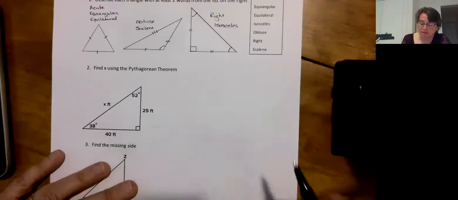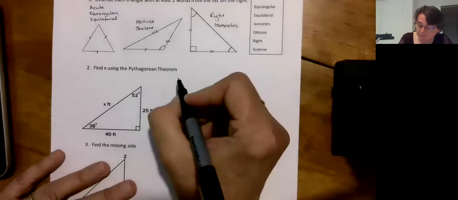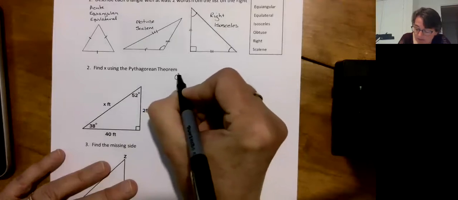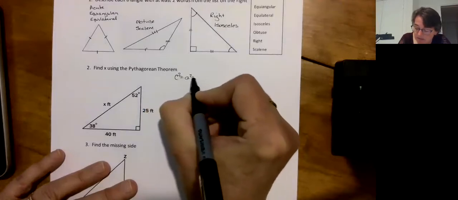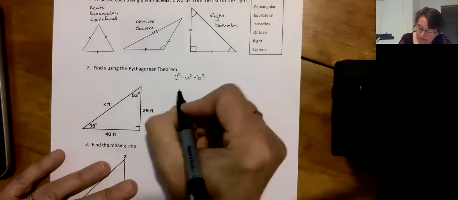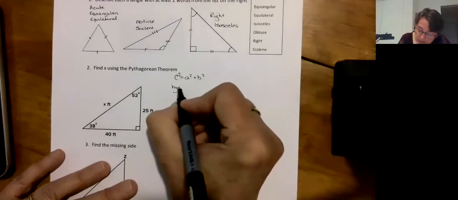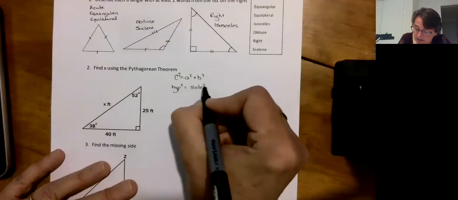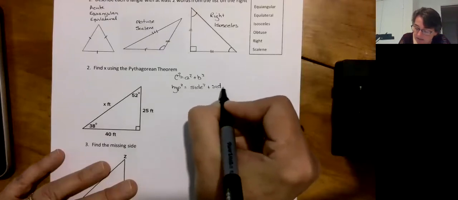All right, Pythagorean theorem. Because this is the first video in the series, you might be used to c squared equals a squared plus b squared. I don't use that one. I just make my own substitutions. Hypotenuse squared is side squared plus side squared.